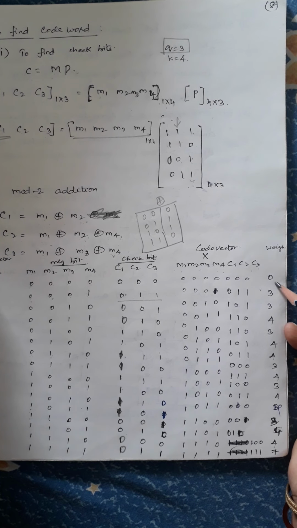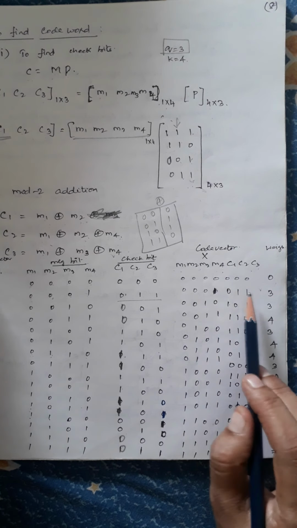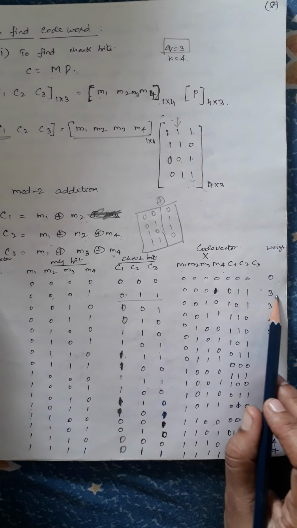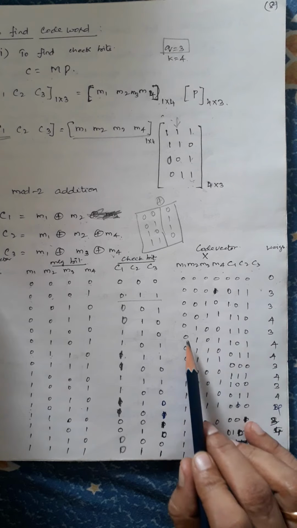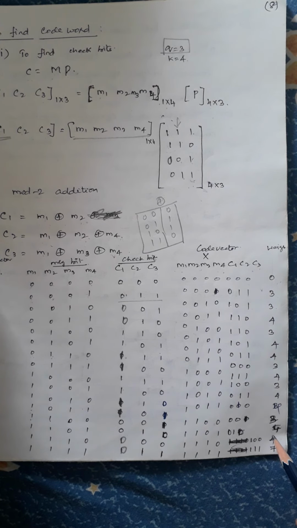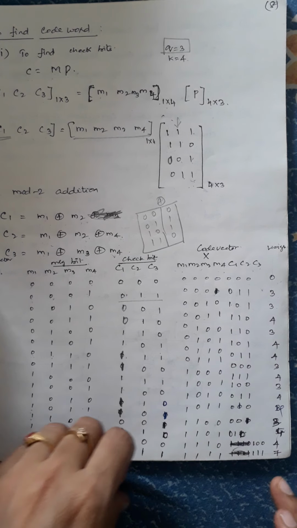And what is the weight for this? Weight is just the number of ones in the code vector. There are no ones here, so 0. 3 ones are here, 3 ones, 4, 3. Just count the number of ones in each and every code vector and write the weight. In the last one you can see that almost all 7 bits are 1.